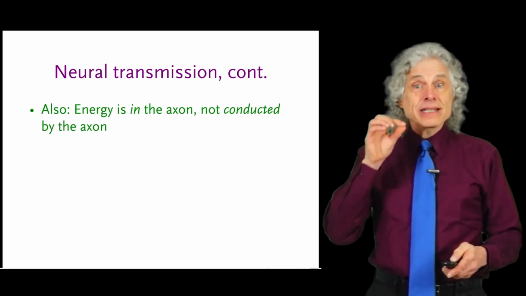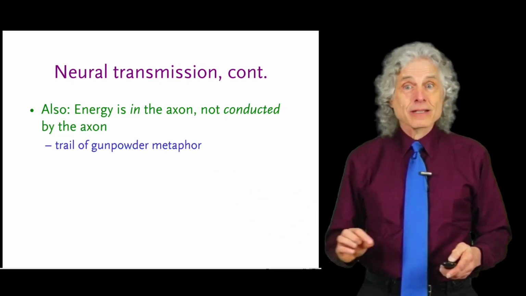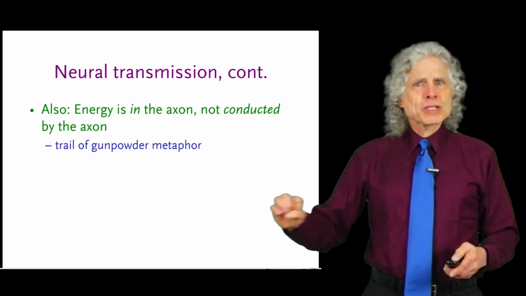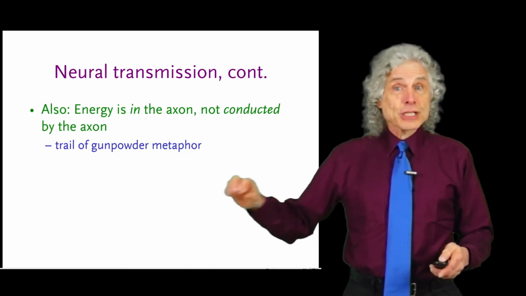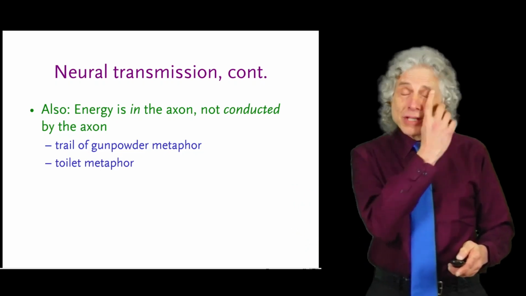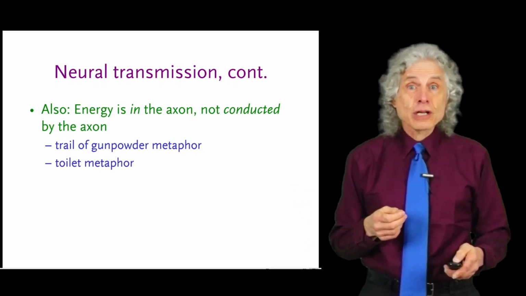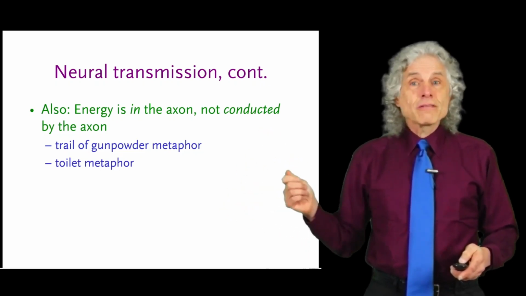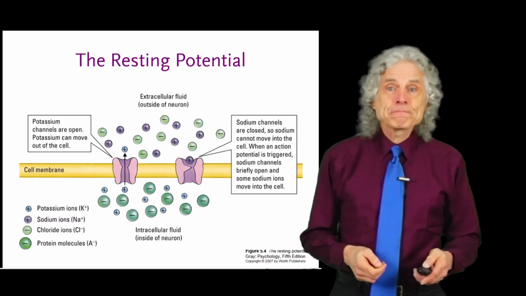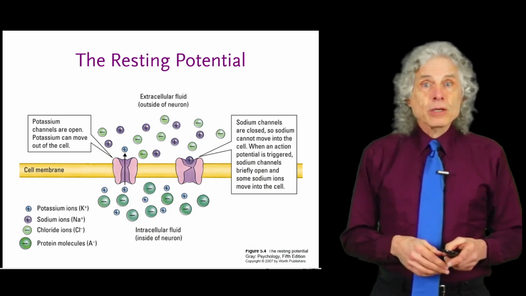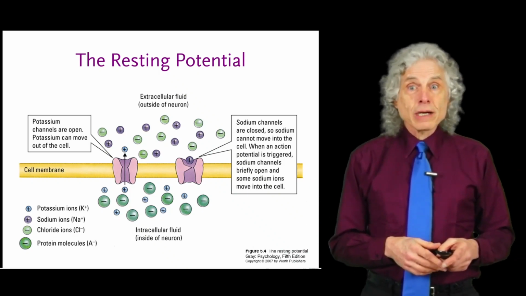in the axon, it is not conducted by the axon. You can think of neural transmission as more like lighting a trail of gunpowder, where the energy is in there. I had a professor who likened the operation of a neuron to a toilet. Once you flush it, it takes some time for it to refill before it can be flushed again. This diagram from your textbook shows what we are dealing with.